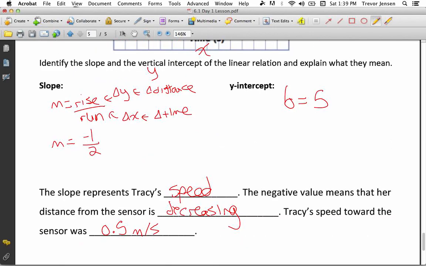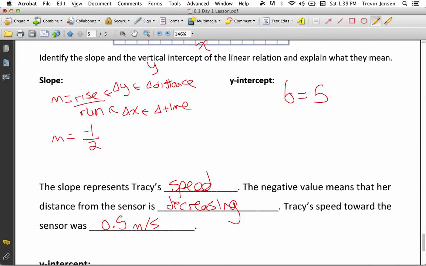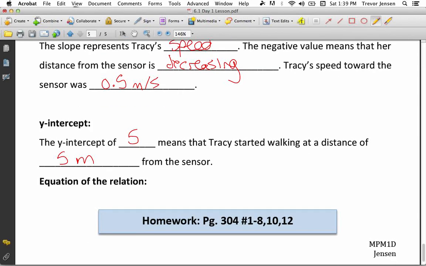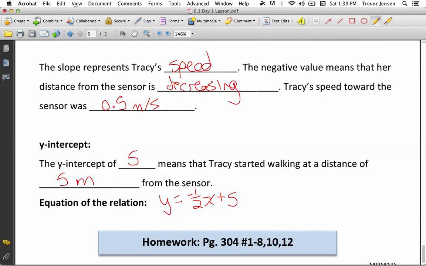Okay? The fact that our slope is negative means that the line is going to be going down to the right, which means she's walking towards the sensor. The equation of the relation? Well, the equation of a line is y equals mx plus b. My m value was -1 over 2, and my b value was 5. Therefore, the equation is y equals -1 over 2x plus 5.